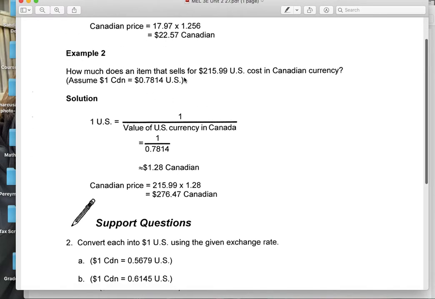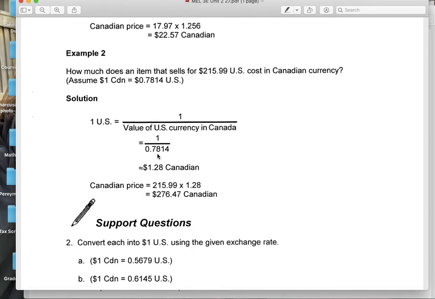So again, another example is looking at the same thing. How much does an item that sells for $215.99 in the United States cost in Canadian currency? So we're given US dollars. We need to do the exchange calculation. So here is our exchange rate. So you're taking 1 divided by the US exchange, 0.78414, to get approximately $1.28.